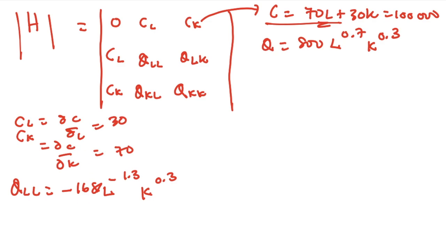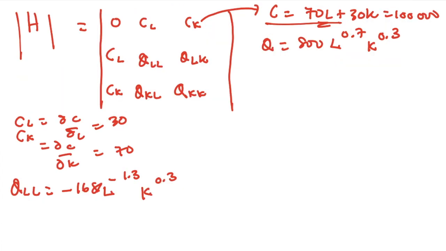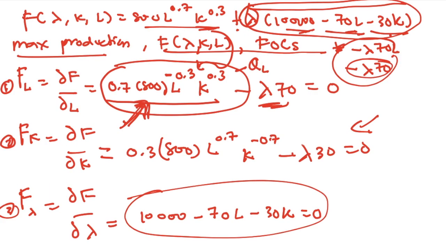Now let's go back to this. When we differentiate this once again with respect to L, it means 0.7 times 800 times minus 0.3. That's why you get minus 168 here. And how do you get L to the power of minus 1.3? Because when you differentiate this once again, minus 0.3 minus 1 becomes minus 1.3. K stays the same because you are not differentiating K.